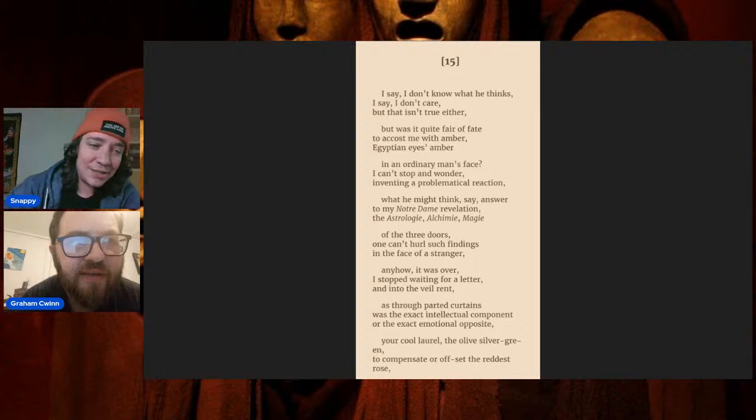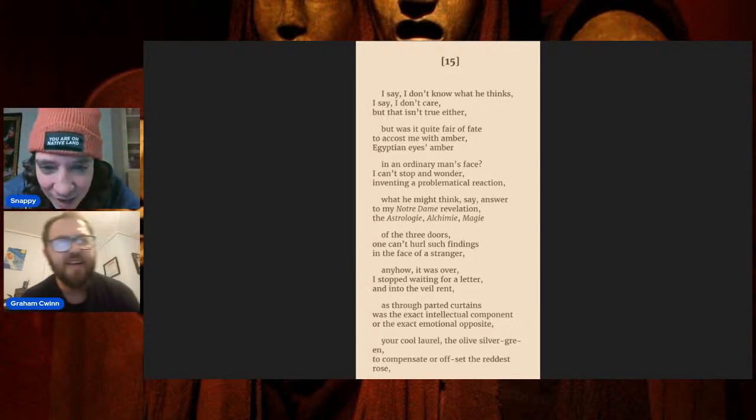These are her three doors where she had to face her judgment, right? Right.